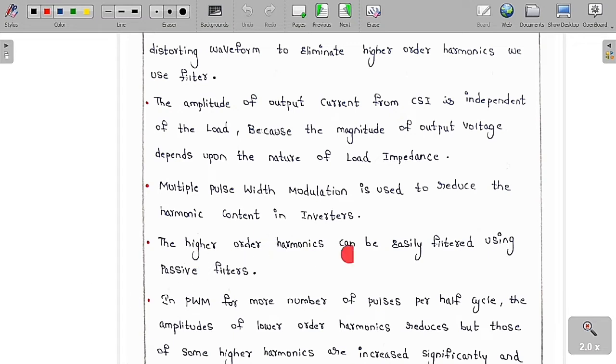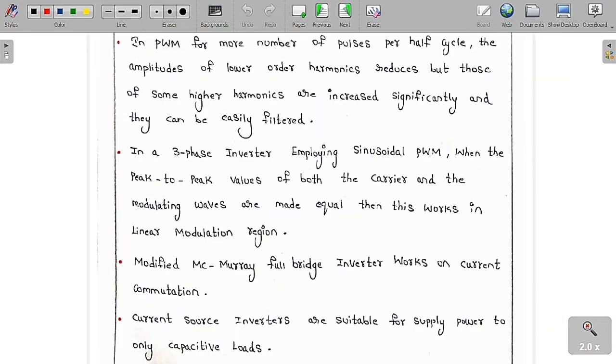The higher order harmonics can be easily filtered by using passive filters, because I have already told you higher order harmonics have a low peak value. We can remove them easily with any passive filter. Passive filters means filters made of only passive elements like resistor, inductor, capacitor, without using any active components like op-amp. In PWM, for more number of pulses per half cycle, the amplitude of lower order harmonics reduces, but those of some higher harmonics are increased significantly and they can be easily filtered.